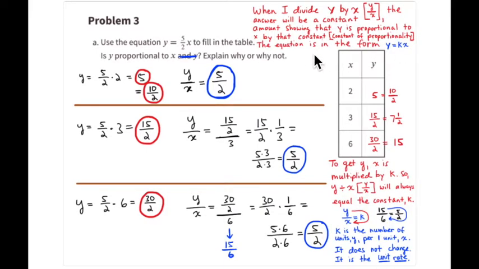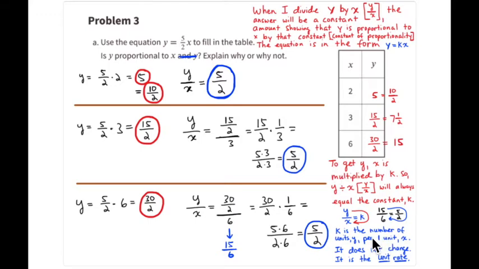So the equation is in the form y equals kx. To get y, x is multiplied by k, which in this case is 5 halves. So y divided by x will always equal that constant. To get y, you're multiplying by 5 halves, while y divided by x is always going to give you that 5 halves because you multiplied by 5 halves.